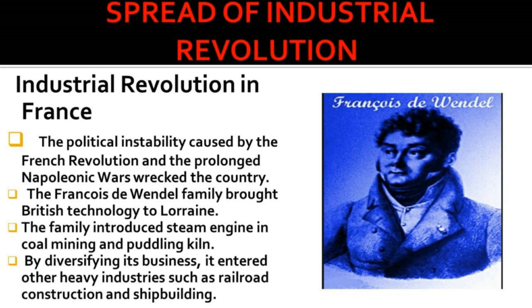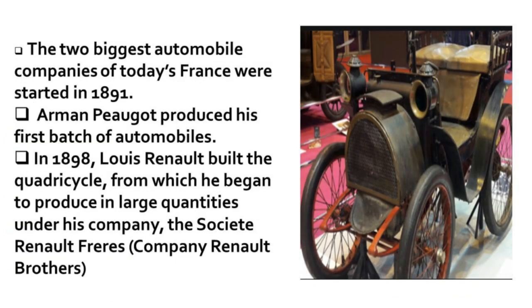The Francois de Wendel family brought British technology to Lorraine. The family introduced the steam engine in coal mining and the puddling kiln for iron smelting. By diversifying its business, it entered other heavy industries such as railroad construction and shipbuilding. By the end of the 19th century, France had become prominent for its automobiles. The two biggest automobile companies of today's France were started in 1891.